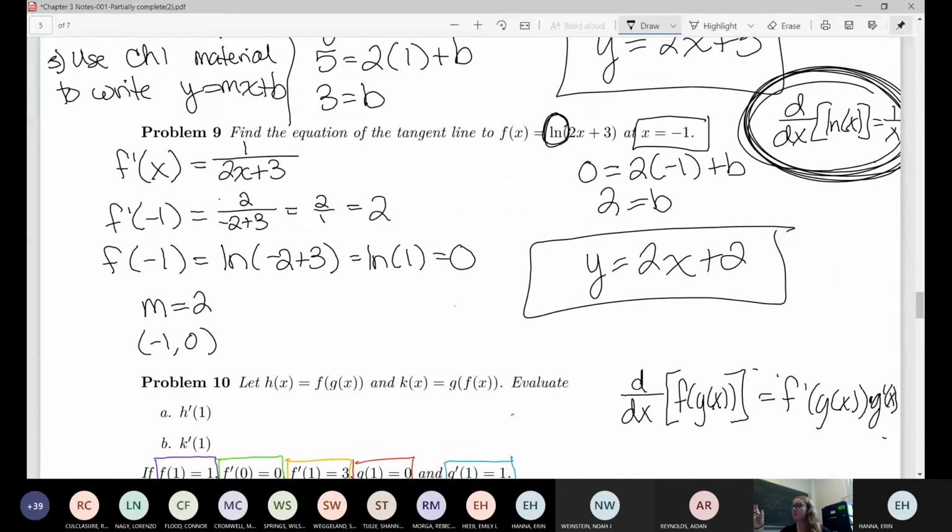But then the chain rule says that we then need to take the derivative of that inside. We need to take the derivative of the 2x plus 3, and that gets multiplied to the end of our function. So the derivative of 2x is 2. And then we have to add on the derivative of 3, which is 0. And I just didn't write the plus 0.